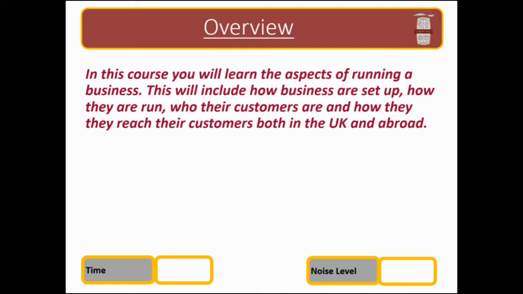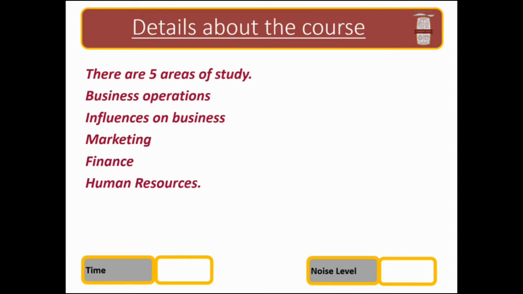This will include how they're set up, how they're run on a day-to-day basis, who controls them, who the customers are, and how they reach their customers, both UK and abroad. There is some global business in the business GCSE. So there are 5 areas of study. There is business operations, which we deal with first because that deals with the different types of business that exist, from a sole trader to a public limited company.